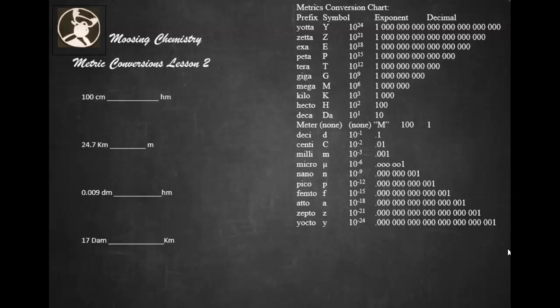All right, in this problem, we're going to convert 4 different problems from one metric unit to another. Okay, so let's go ahead and get started. Let's do the first one. So we have 100 centimeters to hectometers.